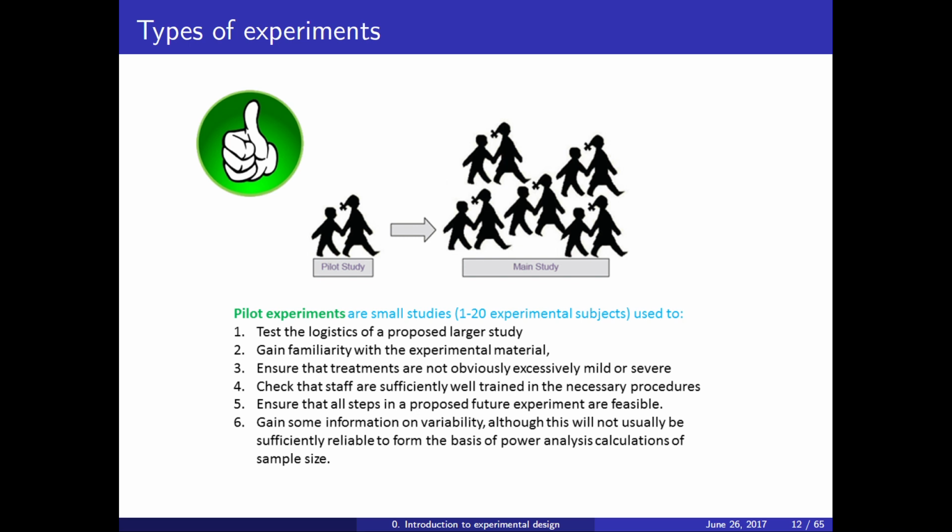If you do it from a statistical point of view, the information that you gain in variability is too weak and it is not sufficiently reliable to calculate the power and the sample size. So probably you get the same amount of information from previous publications as from a pilot study.